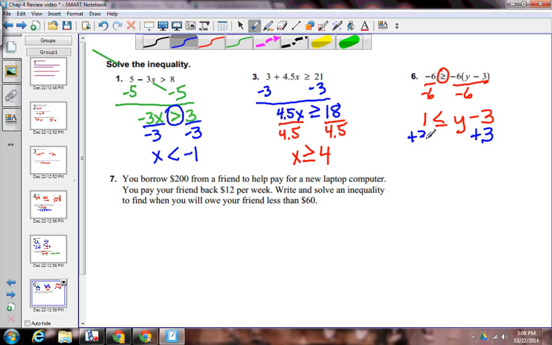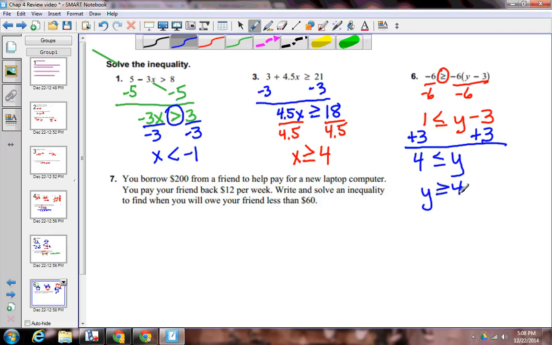So it becomes an easy problem where now we have to add 3 to get rid of that. So let's add 3 to the left side as well. So on the left we have 4. Our symbol stays as less than or equal, and we have y. And better to write this as y is greater than or equal to 4. And we are done.